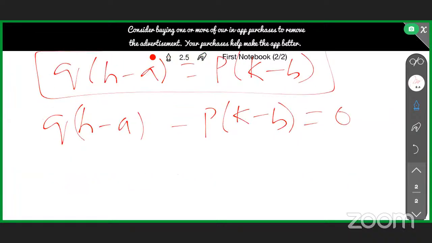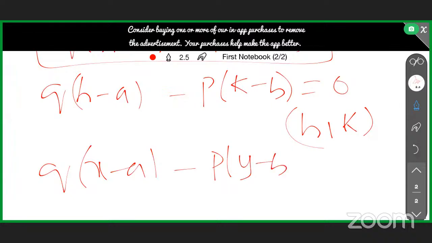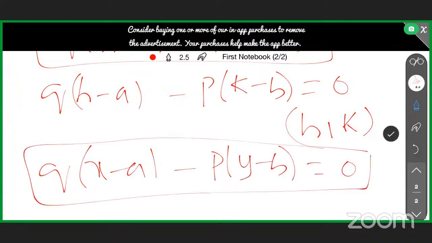Since h and k are arbitrary, we know that the locus should be expressed in x, y. That becomes q(x minus a) minus p(y minus b) is equal to 0. Because we know the equation of the locus should always be in the form of x and y.